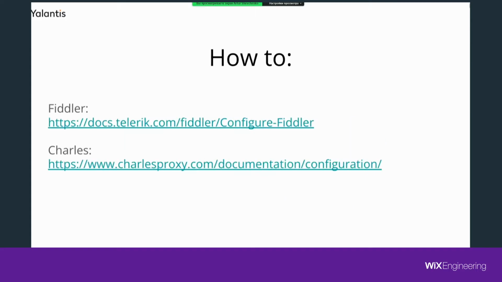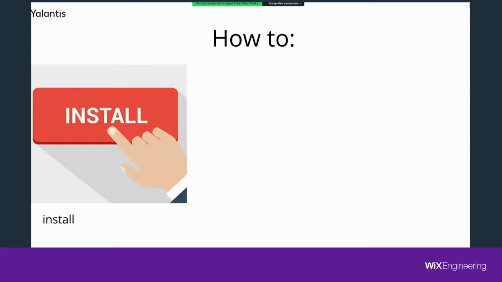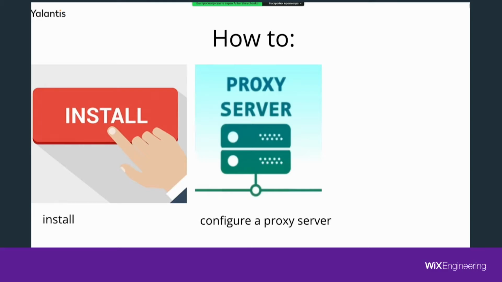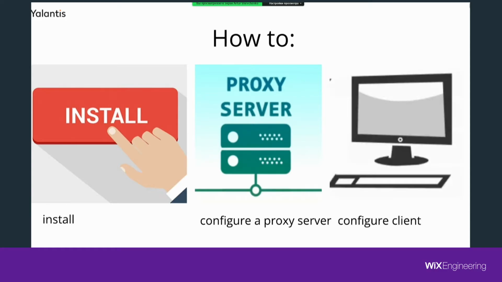Fiddler and Charles have excellent setup tutorials in which everything is described very well. In a nutshell, first of all, you should install Charles or Fiddler. Next, you should configure a proxy server, which is your desktop. And after that, you should configure a client, which is a browser or mobile phone.